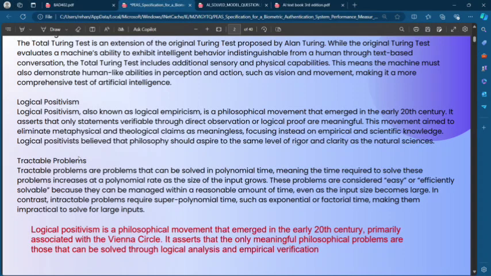Tractable problems. So tractable problems are problems that can be solved in polynomial time. Given that, these first two lines are enough as a definition for tractable problems. Tractable problems are problems that can be solved in polynomial time, meaning the time required to solve these problems increases at a polynomial rate as the size of the input grows. The same thing is there here.